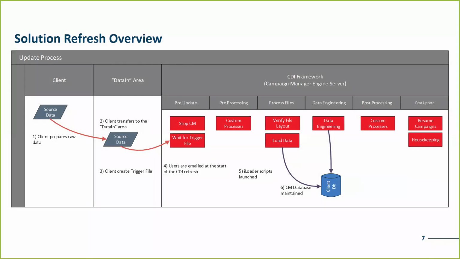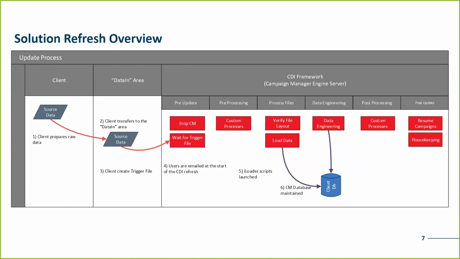So the solution refresh overview then. This diagram depicts a typical refresh cycle and the interaction between a client and the framework. What would typically happen is a client will prepare some raw data and send that to us. That could be via FTP, or that could be via Amazon S3. And that data will be received by us in the data in location. Once that data has been sent over, the client will then create a trigger file to say that the data has been successfully transferred over to us.